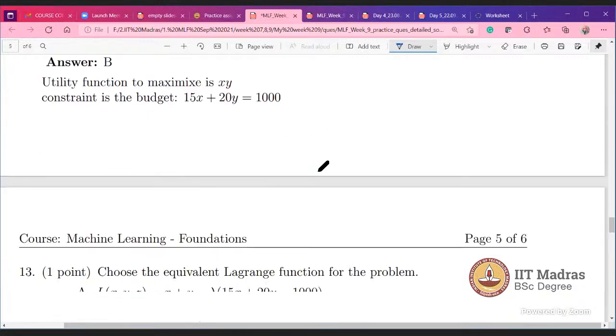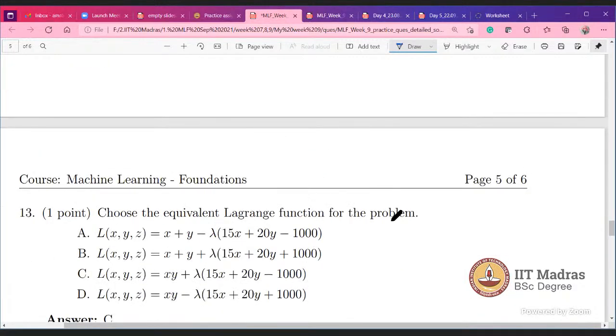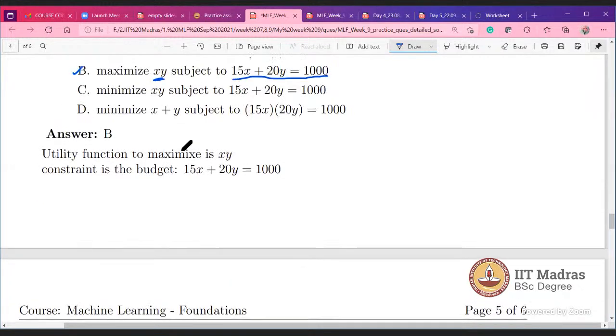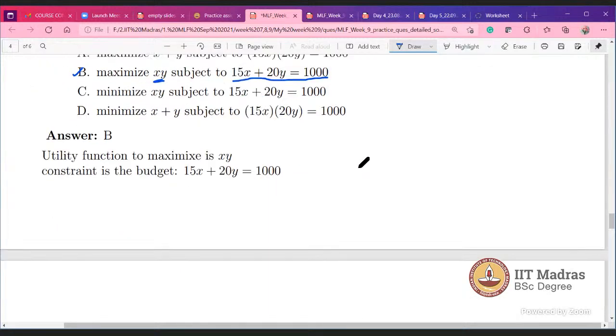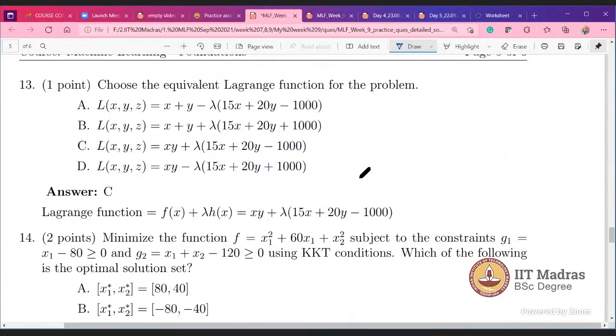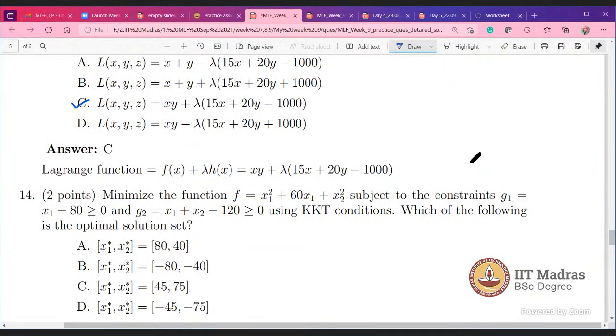For this function, I think the next question is you have to write its equivalent Lagrange. That is also simple, no? If you have gotten this correct, you have X into Y minus lambda into (15x plus 20y minus 1,000). So that is the answer. Your option C is the Lagrange function. So this is more like a step by step solve question. Okay.